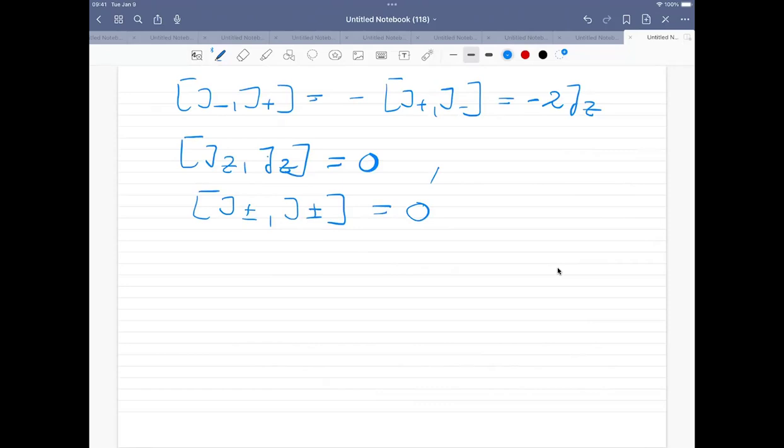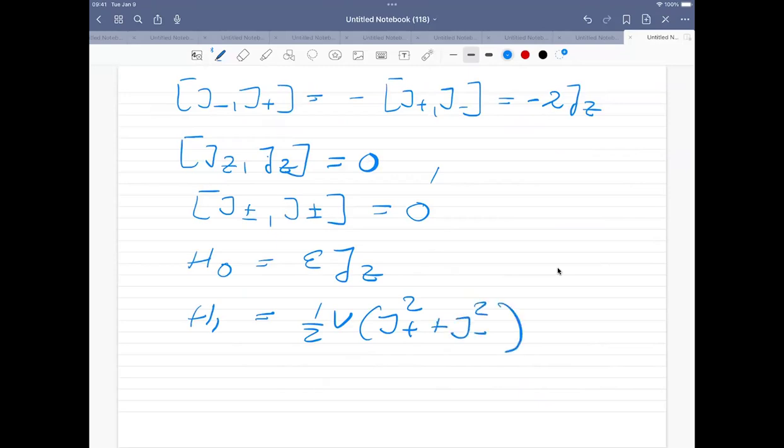And I think this is exercise B. So you can actually write H0 in terms of this epsilon times Jz. Then you will see that H1 is going to be equal to 1/2 times V times J plus squared plus J minus squared.